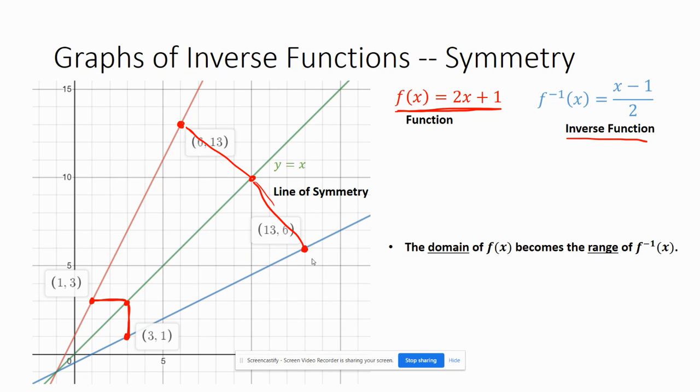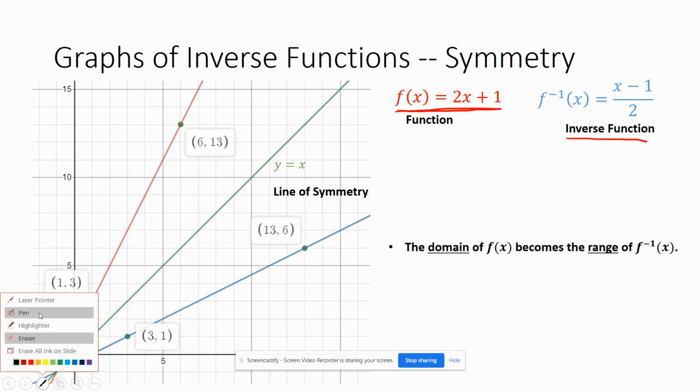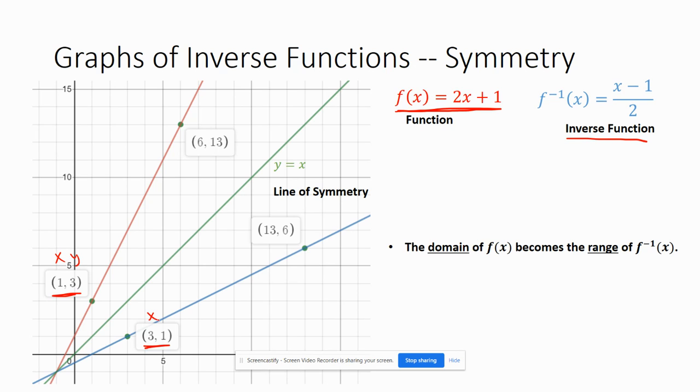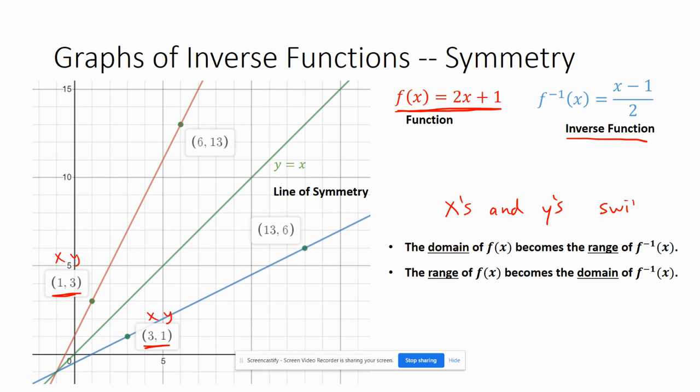So the other thing that happens is the domain of f of x becomes the range of f inverse of x. And so what I mean by that, domain is the x values and range is the y values. So notice this point here and this point here, they just switch. The x and the y's completely switched around. 1, 3 becomes 3, 1. Here's another example. 6, 13 becomes 13, 6. And so the range of f of x is also the domain of f inverse. Another way to say this is just x's and y's switch. That's the less fancy way to say it.